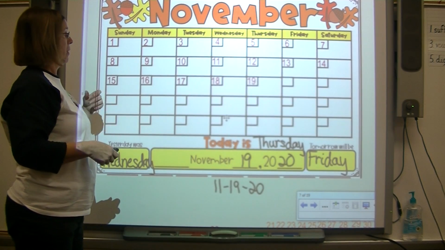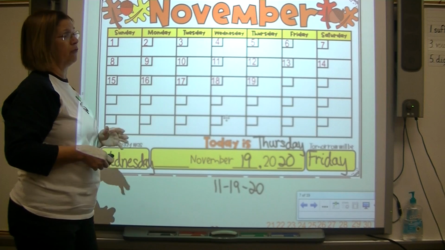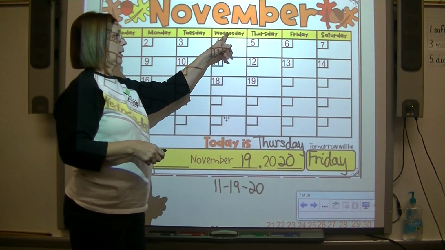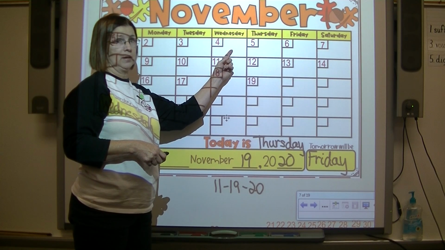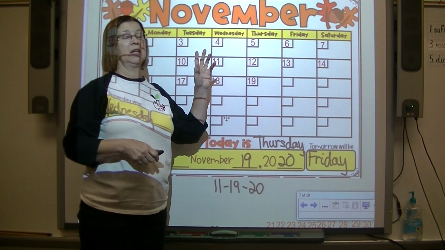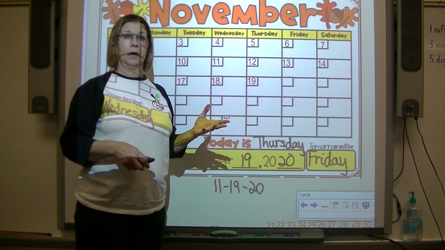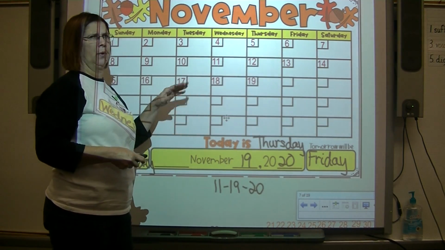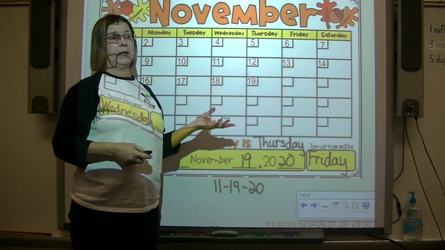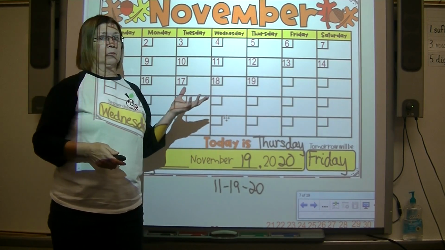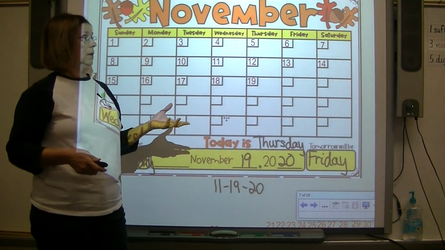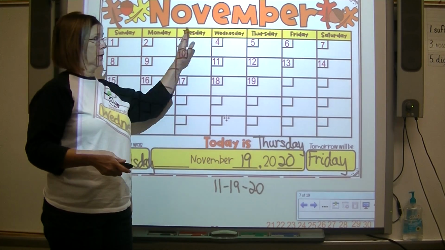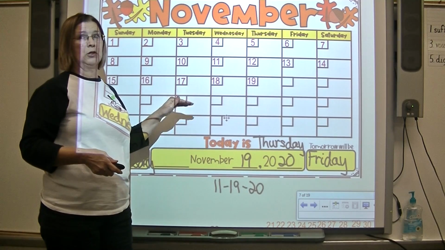Okay? Maybe I needed to go to the dentist on the first Wednesday of the month. Find Wednesday. Come to the first block underneath it. November 4th would be the first Wednesday of the month. Okay? We'll work on this some more. This is an important thing to do because you need to be able to keep up with your appointments, things that you need to do, places you need to be. So that's an important reason for us to know how to use the calendar.